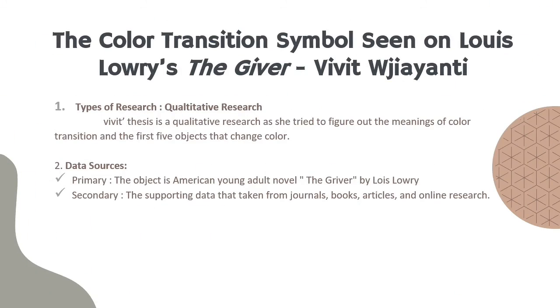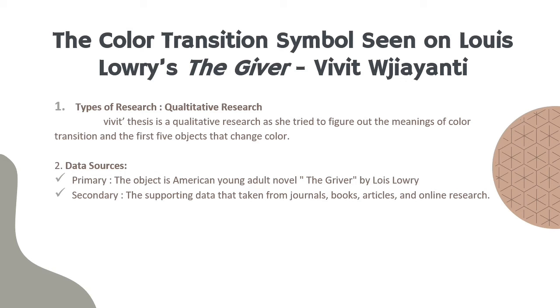The color transition symbol seen in Lois Lowry's The Giver by Vivit Wijayanti. In her research, she uses qualitative research as her type of research. In Vivit's thesis, she tried to figure out the meanings of color transitions and the first 5 objects that change color. And for her data sources, she divides them into 2 types.